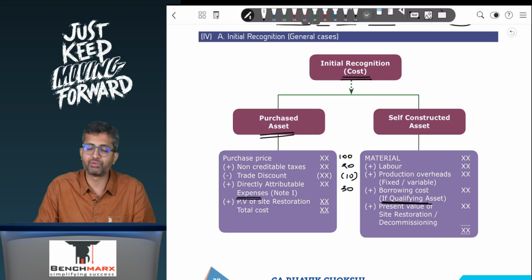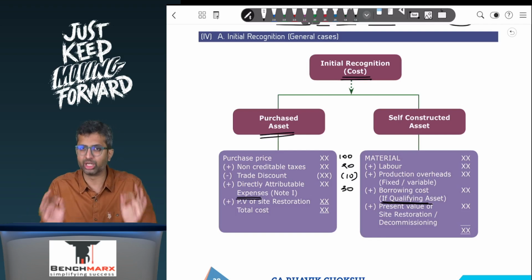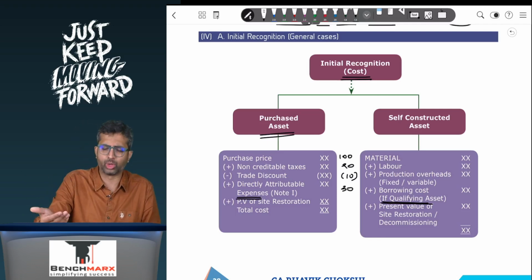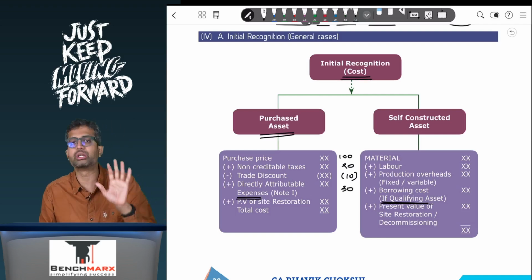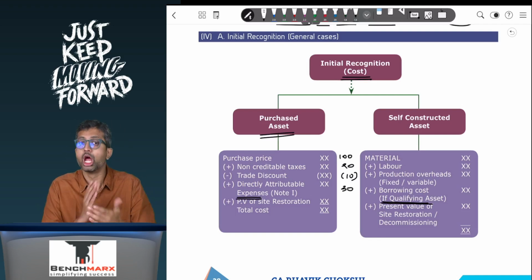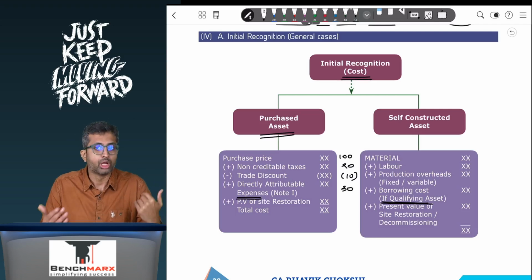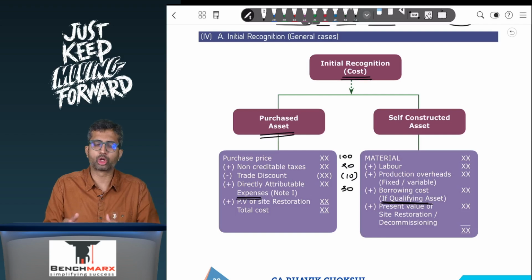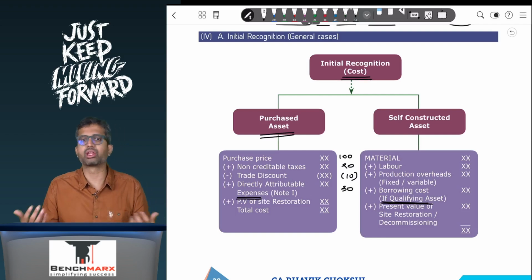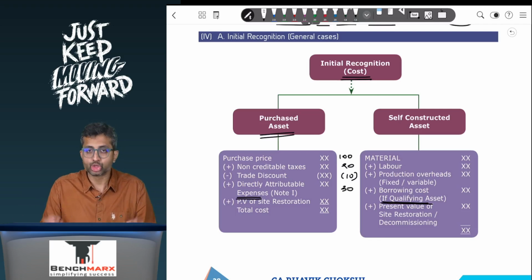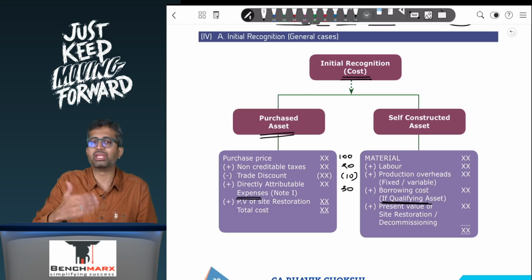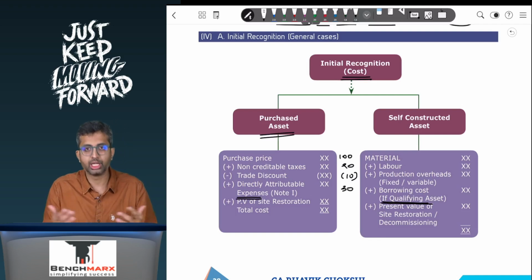How will we know, sir, if it is a qualifying asset? We'll study this in Ind AS 23, but typically 12 months is a threshold. If your asset takes more than 12 months, it is treated to be a qualifying asset. If your asset is taking less than 12 months, usually it is not a qualifying asset. However, 12 months is not a legal limit. If your management believes that, like a technology company, for them even 6 months is a substantial period of time. So if the management believes that if any project takes more than 6 months, it is still a qualifying asset.